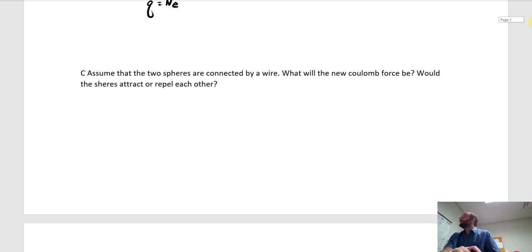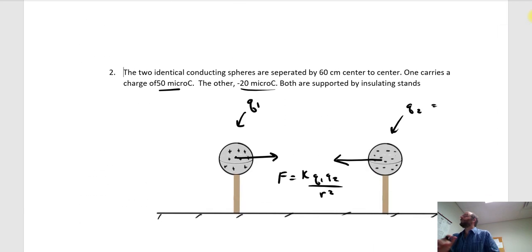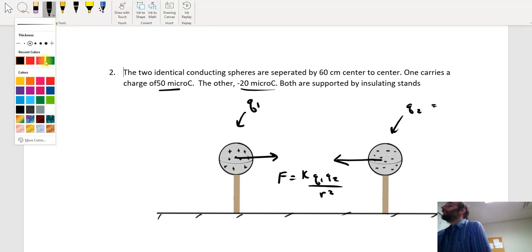Let's see, C, assume they're connected by a wire. Now, let's see, what will the new Coulomb force be? So now, if we connect these by a wire, let me kind of do that in my picture here. I'll use a gray here.